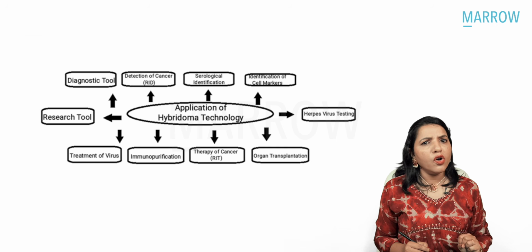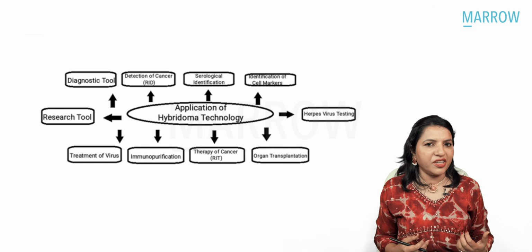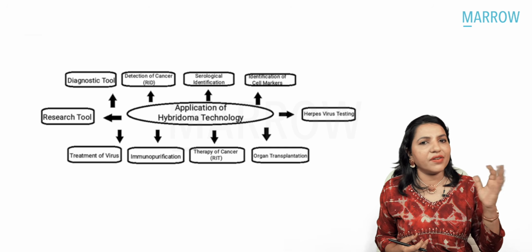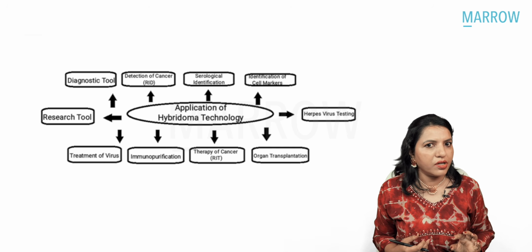Why are we discussing so much about this monoclonal antibody? There are no pharmacological agents nowadays without MAB, right? Everything is MAB. So what are the functions, or what are the uses, of this monoclonal antibody?